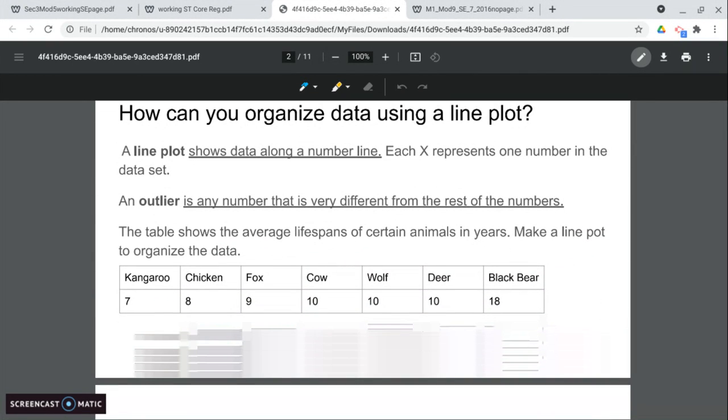So how can you organize data using a line plot? A line plot shows data along a number line. Each X represents one number in the data set. An outlier is any number that is very different from the rest of the numbers.